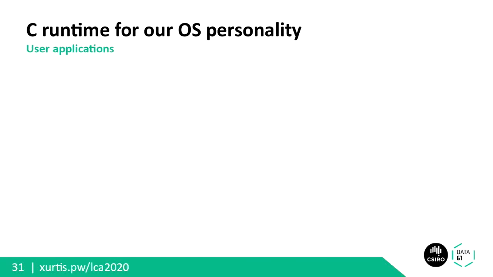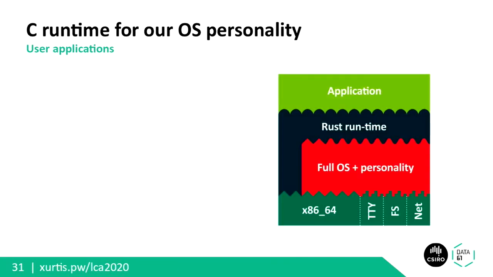Well, if we wanted to build a C runtime that offloaded as much work to our personality as possible, we could do basically everything. Our operating system abstracts over the entire system at this point. That says Rust. Never mind.